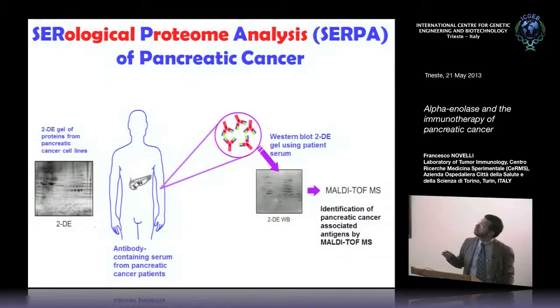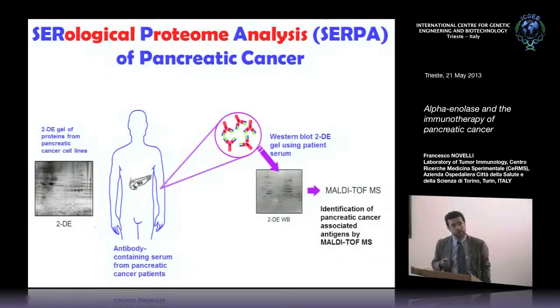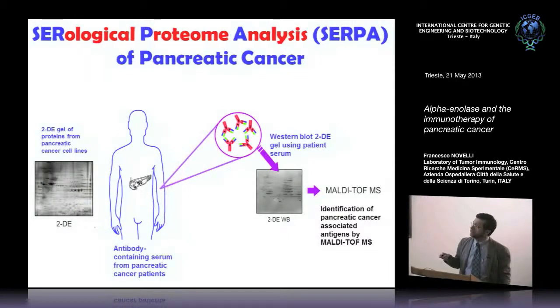And to do this, we planned a serological proteome analysis, in which we started from a pancreatic cancer cell line, CFPAC1. This is the 2D Western blot image of the proteins of this cell line, and we use this map to analyze the reactivity of the antibodies circulating in the blood of pancreatic cancer patients, to see what antibodies were able to find and recognize antigens.